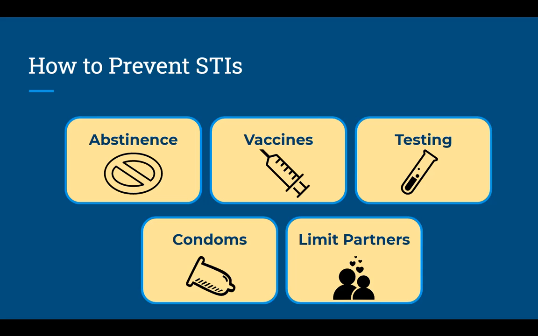Condom use, and making sure you know how to use condoms correctly. And then vaccines, like I said before, HPV can be prevented by getting a vaccine. Also getting tested. Some STIs have no symptoms, so it's important to get tested to be safe. And lastly, limiting the number of sexual partners. By this, you're less likely to spread and get STIs.